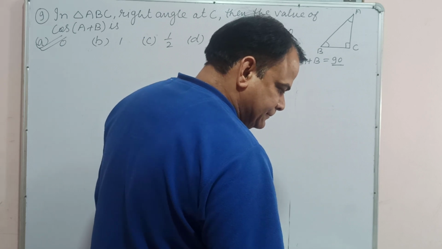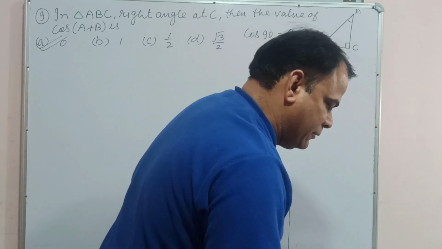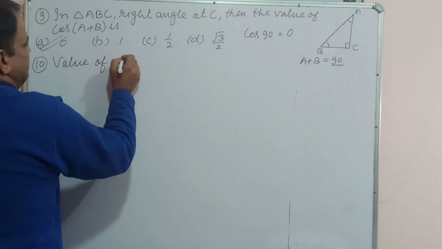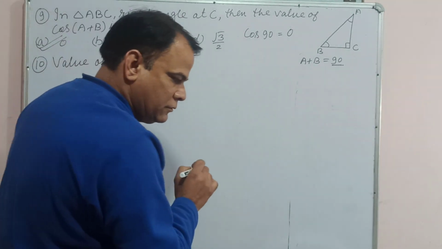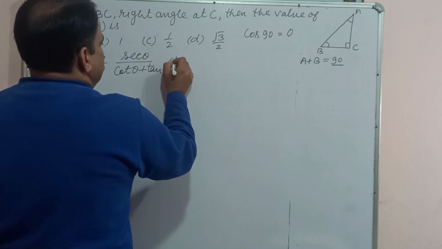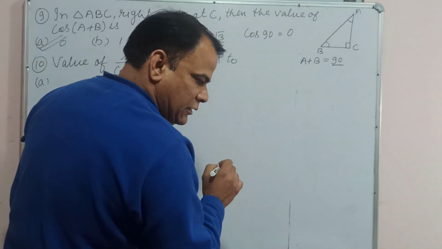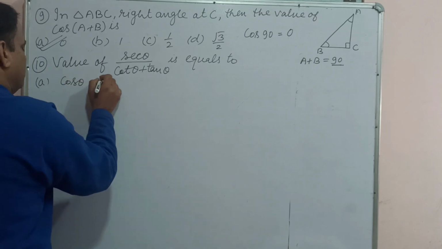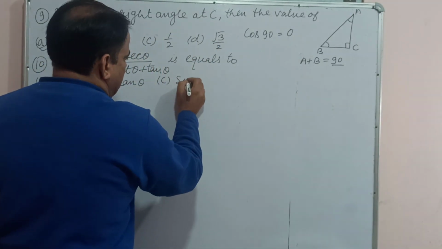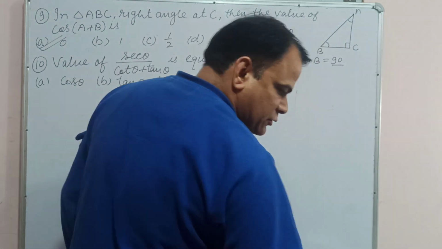Our next question, question number 10: value of sec theta upon cot theta plus tan theta is equal to. Our options are A, cos theta; B, tan theta; C, sin theta; and D option is minus cot theta.